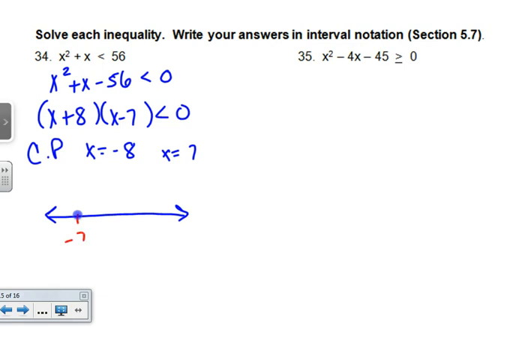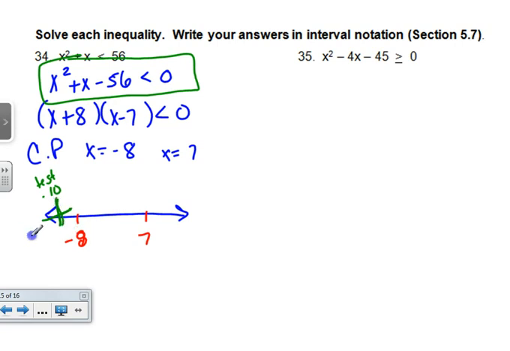So if I put them in number line order, I get 3 sections. I need to test something that's way over here, something to the left or less than negative 8. I don't really care what you test, but I'm going to test a negative 10. So when I put a negative 10 into the original problem, or this problem is fine too, I get 100 minus 10 is 90. 90 minus 56 is 34, so it's something positive. So this is the positive answer over here in this section. Now something in the middle here to test would be the number 0.